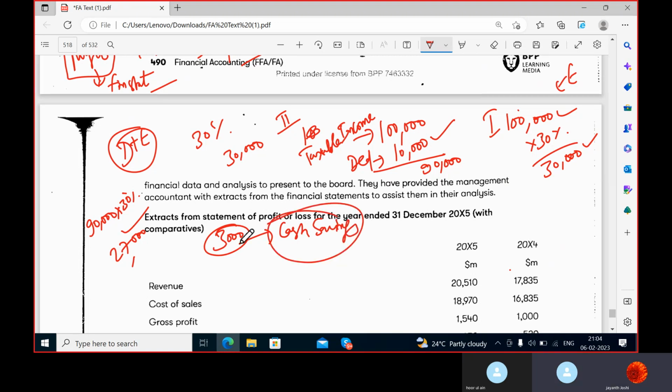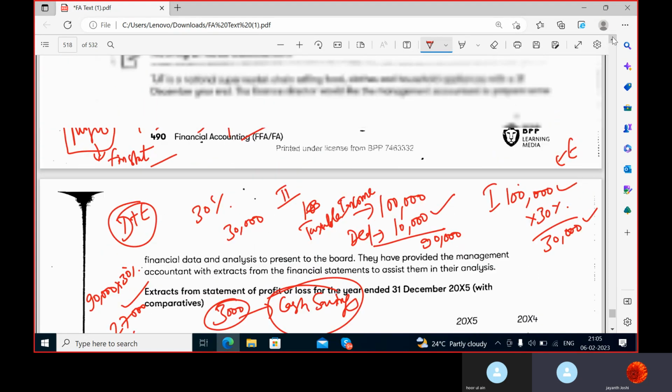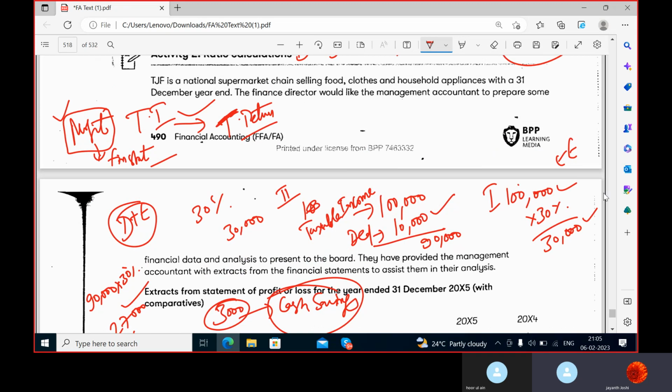Right, sir. That's the reason why many companies opt for debt finance, because they save a lot of money this way. Make a note of all these points and we are done with that ratio. Sir, I will give you a small idea.